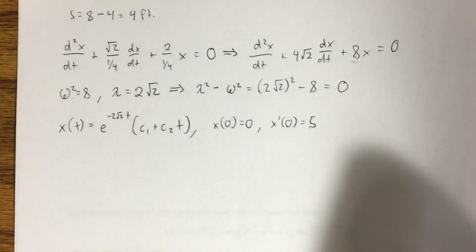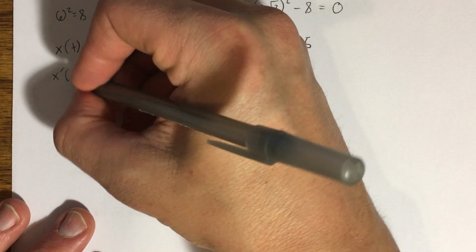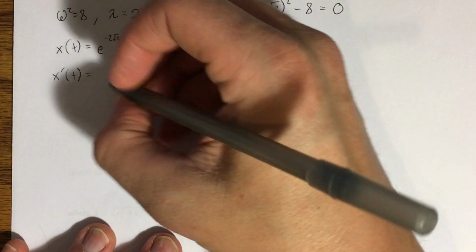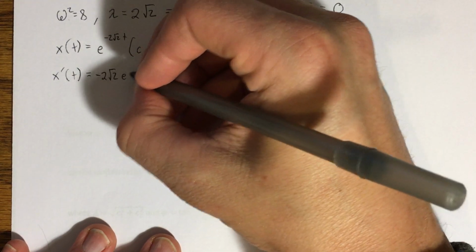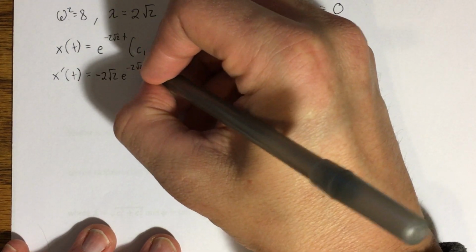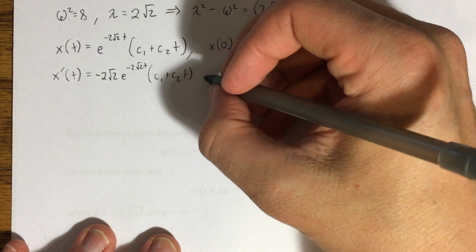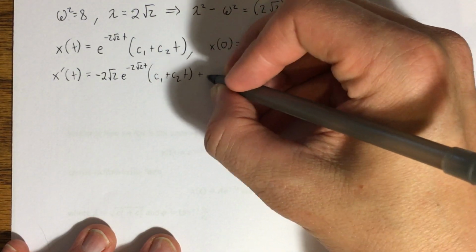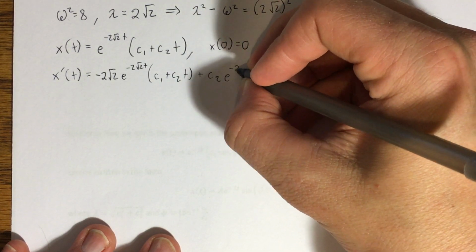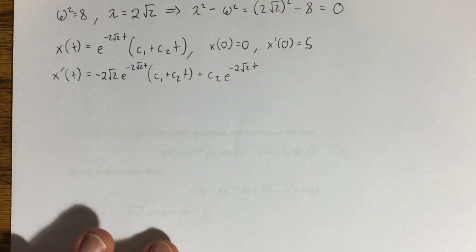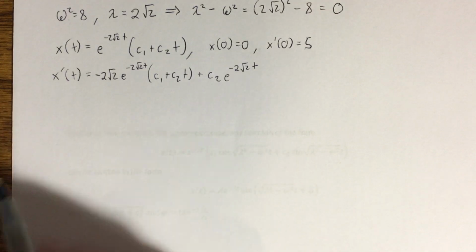As before, if I want to use that second initial condition, I need to know what x prime of t looks like. So this requires the product rule: negative 2 root 2 e to the negative 2 root 2t times (c1 plus c2t), plus c2 e to the negative 2 root 2t. Okay? All right, so let's take a look at our initial conditions.